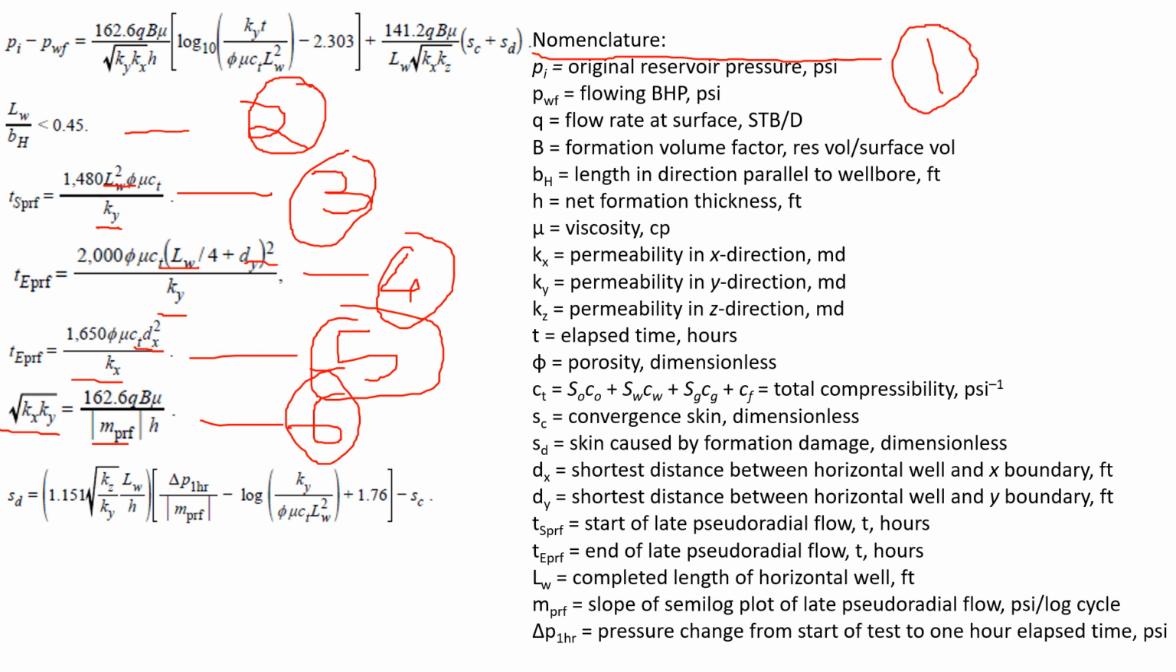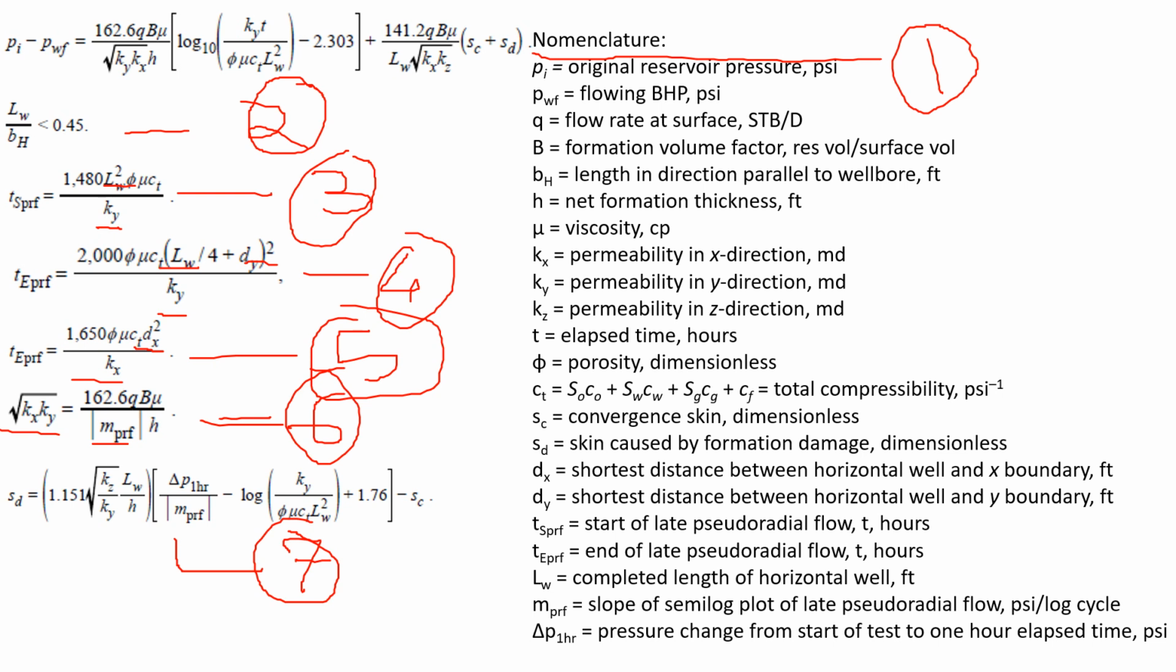The skin equation is similar in form to that seen before, which is given by equation 7. Again, the total skin depends on delta P 1 hour. The convergence skin is subtracted from total skin to determine the damaged skin. For a build-up test preceded by production at a single rate, plot pressure against Horner time ratio on a semilog graph. Permeability is calculated from equation 6, the same as for a drawdown test.